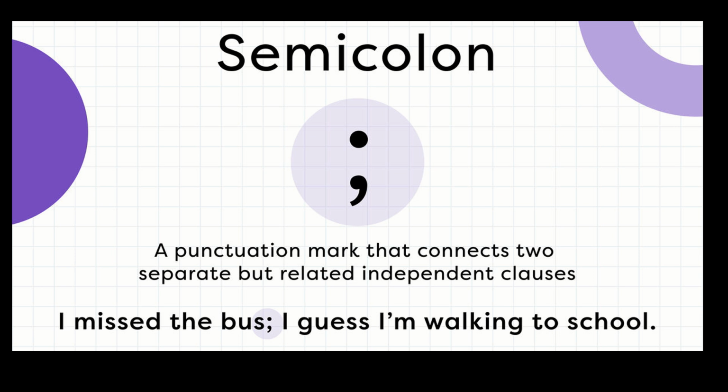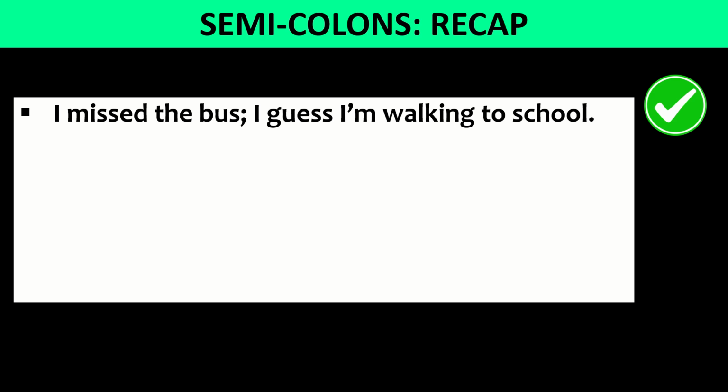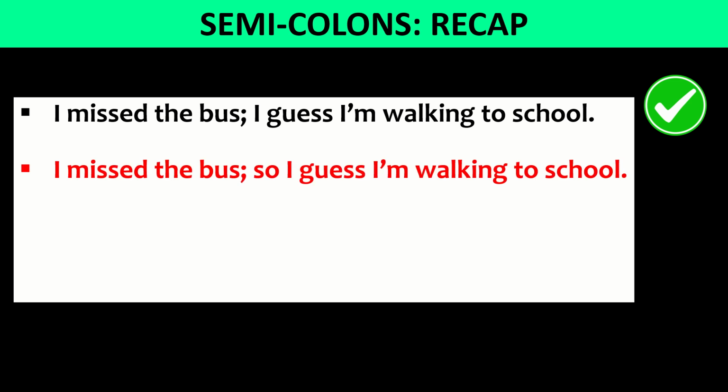So I missed the bus, comma, I guess, semicolon, I guess I'm walking to school. If I would have put I missed the bus, semicolon, I've got sandwiches for lunch today, that wouldn't be a correct use of a semicolon because then the clauses are not related enough. Okay, so that one is correct. I missed the bus, semicolon, I guess I'm walking to school. That's correct. So that is wrong because you don't need the conjunction.